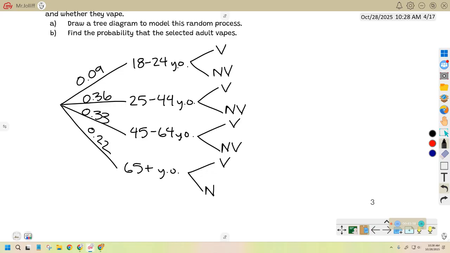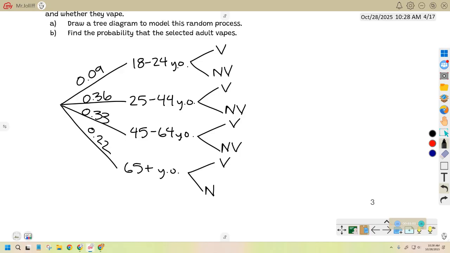On the AP exam, if you use shortcuts like I'm doing here, V and NV, somewhere on the paper I need to write V stands for vape, NV stands for not vape. They're going to expect you to define any shortcuts. You can do that off to the side if you want. And then we go through the process of labeling those branches.